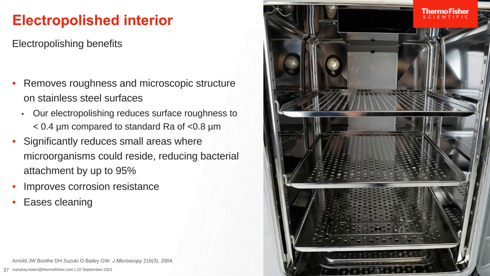This incubator also features a completely electropolished interior, and electropolishing offers a number of benefits. What electropolishing does is it removes the surface roughness and microscopic structure on stainless steel. And by smoothing and removing some of that microscopic structure, it significantly reduces microscopic areas where microorganisms could attach. And it improves the corrosion resistance and eases cleaning.